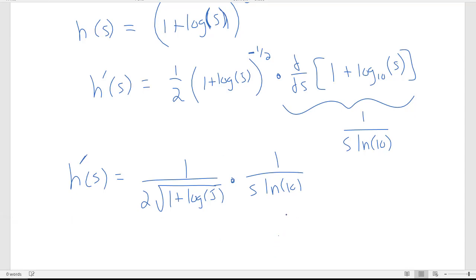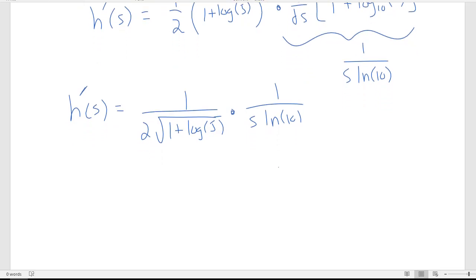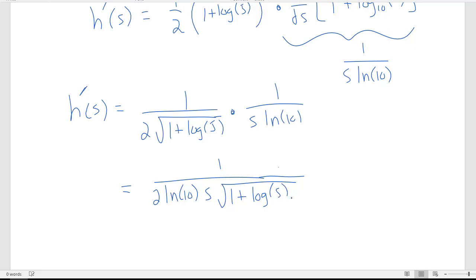I mean, I could multiply these together. Usually in a solutions manual, we're going to see this as one big fraction. So I have 1 all over 2 ln of 10. I'm going to write the numbers up front. Those are like coefficients. I'm going to take the s next, and then I'm going to write the root of 1 plus log base 10 of s. So there is our final version of our derivative.